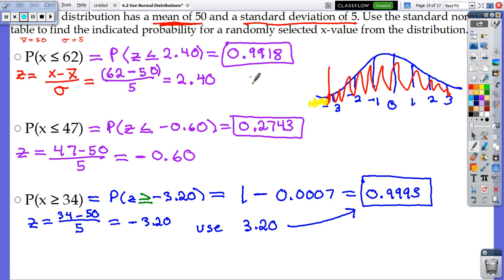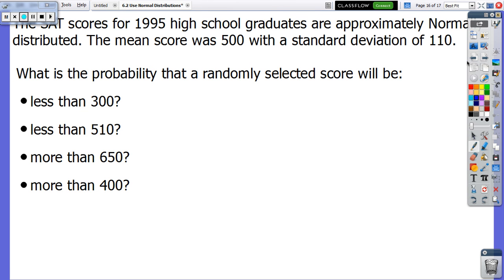I don't know how much time y'all have, but if you have time, I would like for you to try these 4 problems. Same stuff. Try it.